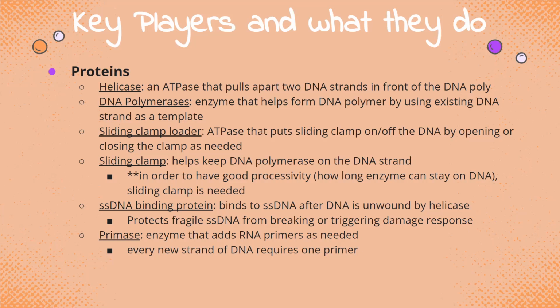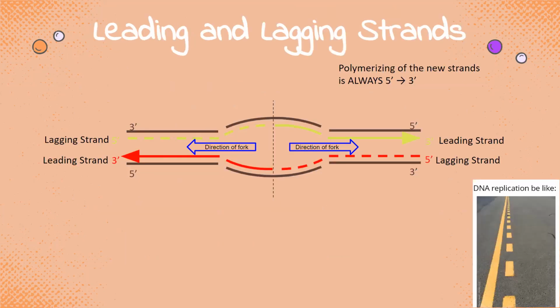And so the clamp is there to make sure that the polymerase is on the right track and that it doesn't slide off. And then the single strand DNA binding protein is just binding to the single strand of DNA so that it doesn't get attacked and remains stable. And then the primase is the enzyme that adds the primers as needed for the lagging strand and also once for the leading strand. So lagging strands, leading strands, I have a little tip for this.